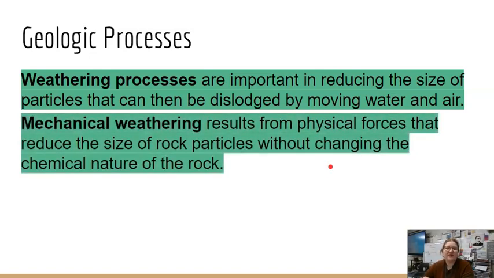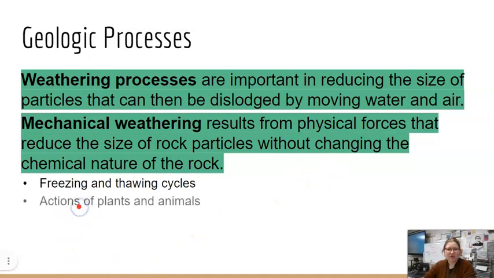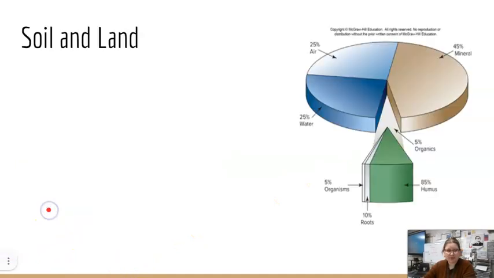Mechanical weathering results from physical forces that reduce the size of rock particles without changing the chemical nature of the rock. So it's mechanical, it's just one force acting on the rock, like water or wind. That could be freezing and thawing cycles. It could be plants and animals.